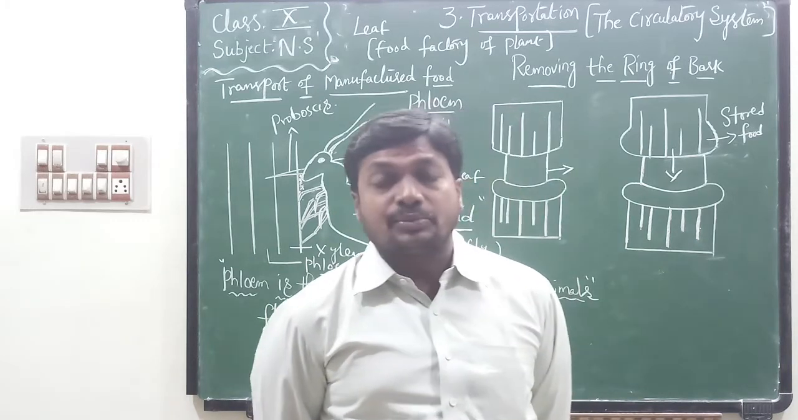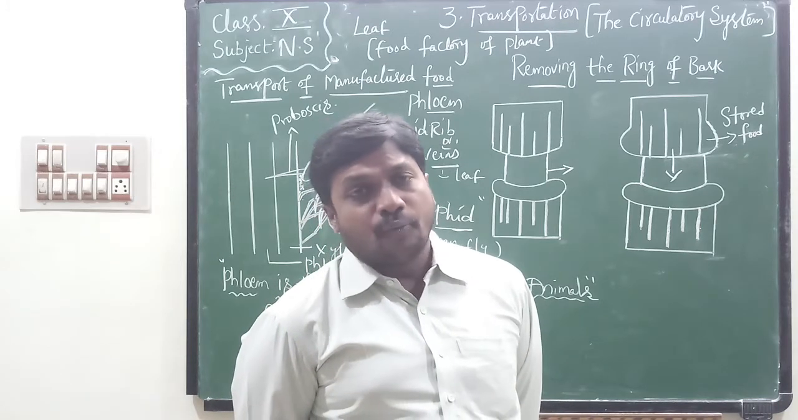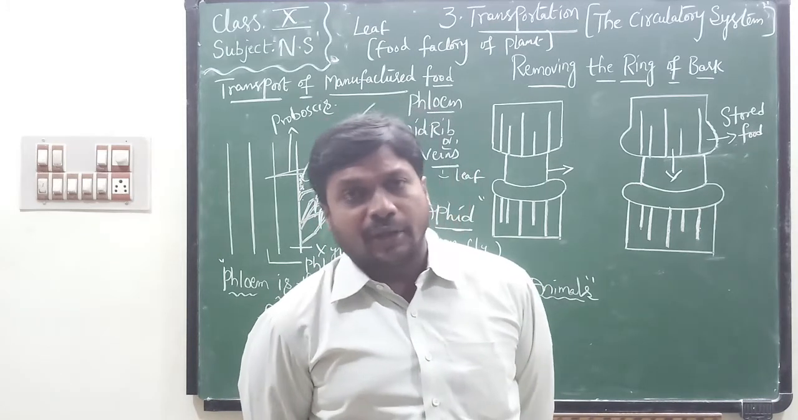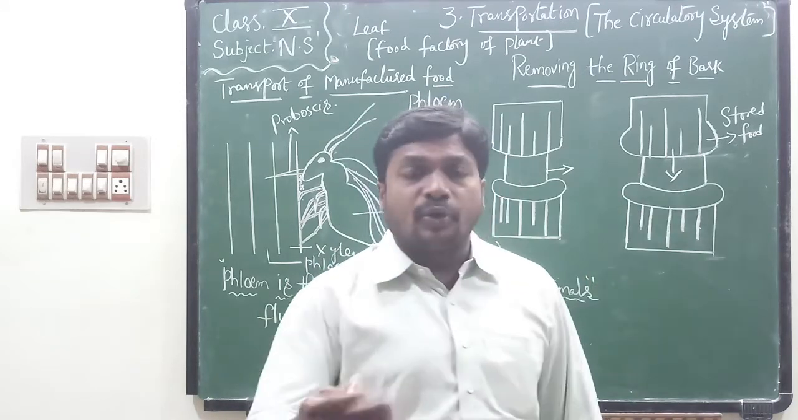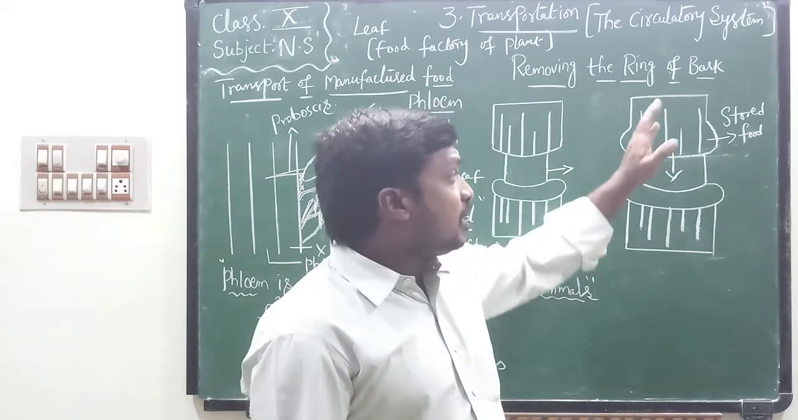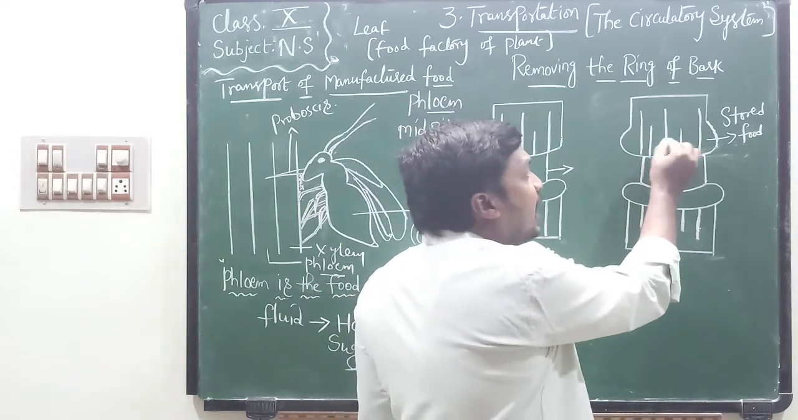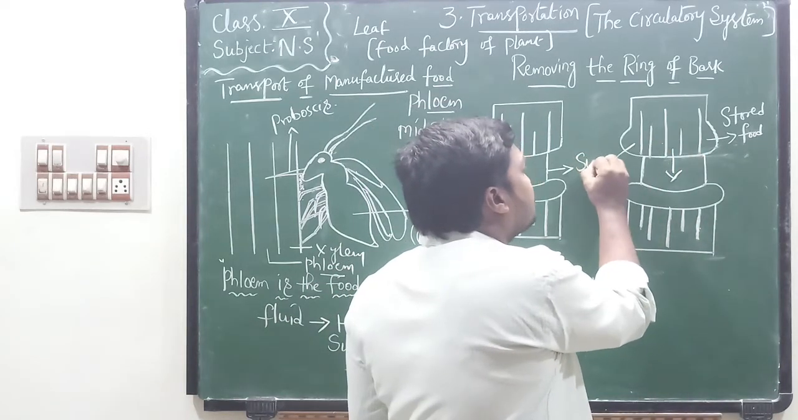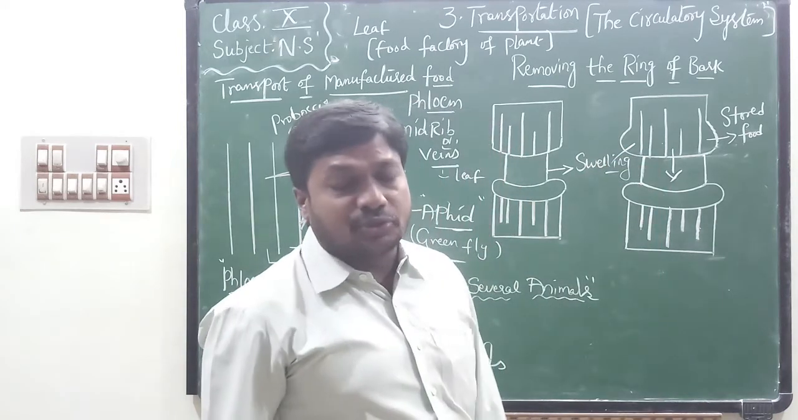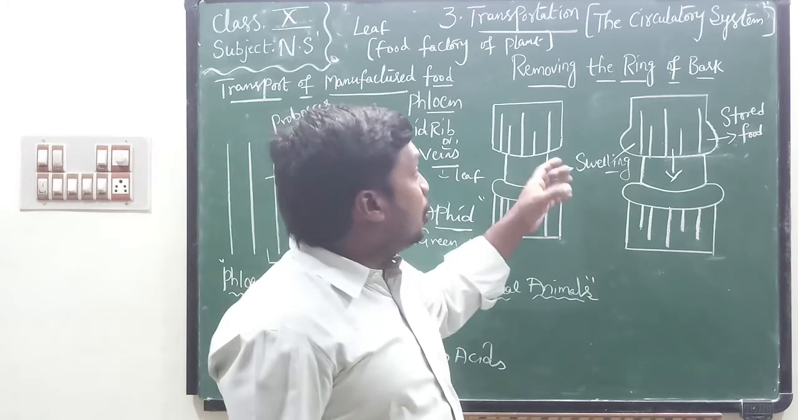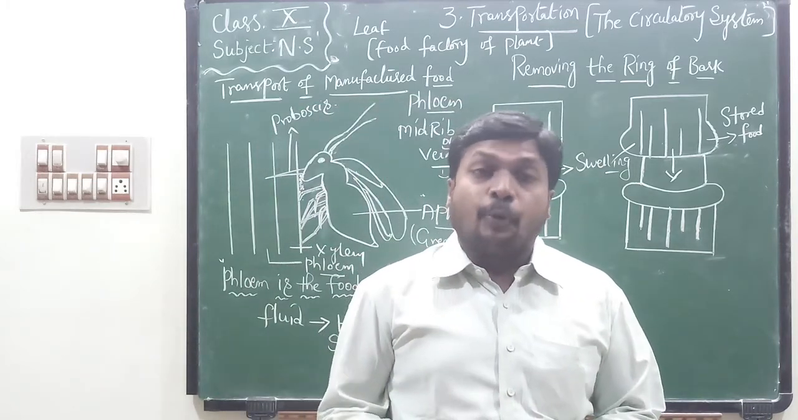Phloem tissue helps to transport manufactured food from the upper parts to the lower parts of the plant. If phloem tissue is removed, what will happen? Food will not be transported from the upper parts to the lower part, and food accumulates in the upper part, and we can find some swelling near the upper part. This leads to the death of the plant. So this helps us understand phloem's importance.